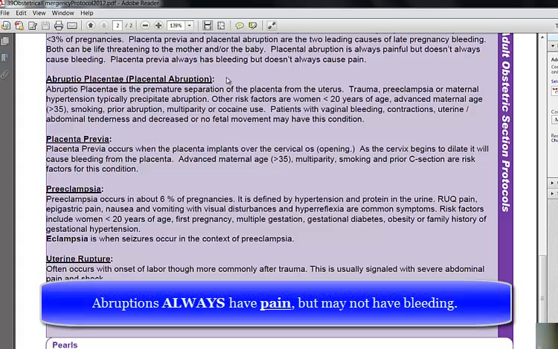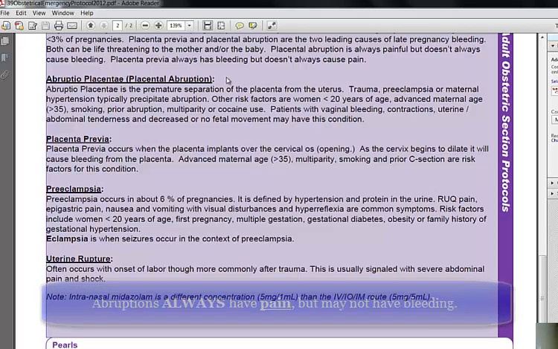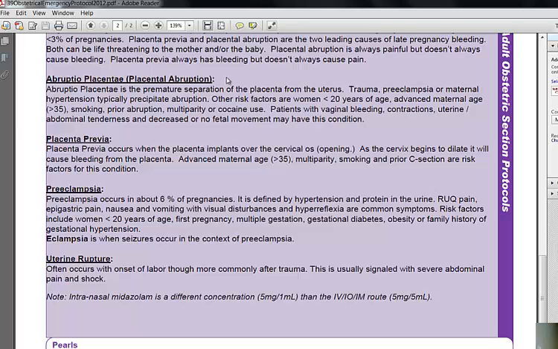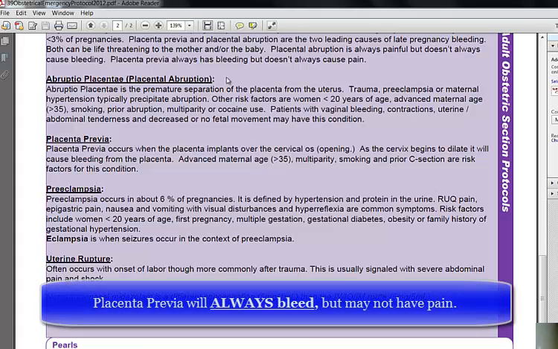You always have pain with it. So abruptions always hurt, but they don't always bleed. It's the opposite with previa. Placenta previa is where the placenta is over the cervical opening, so the baby can't come out because the placenta is blocking the exit. When the cervix starts to dilate, it starts to pull, and you get bleeding from that. So with previa, you always get bleeding, but you don't always get pain.